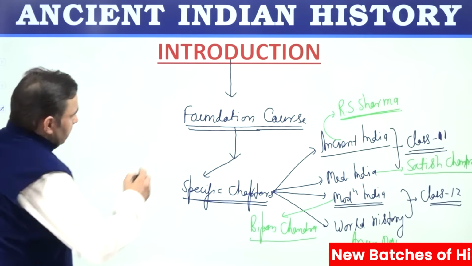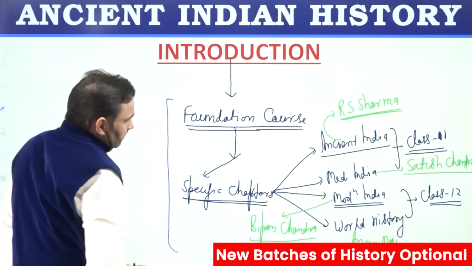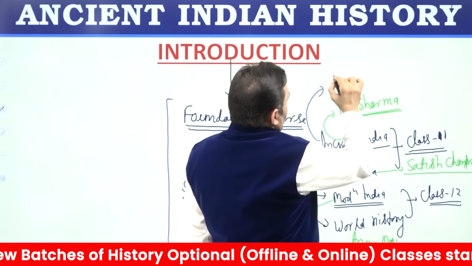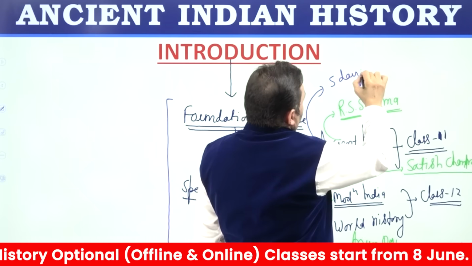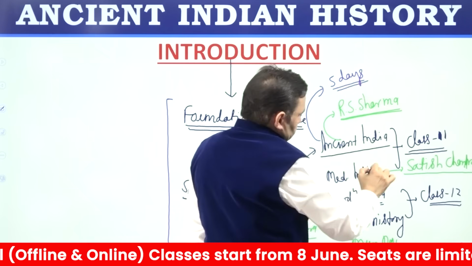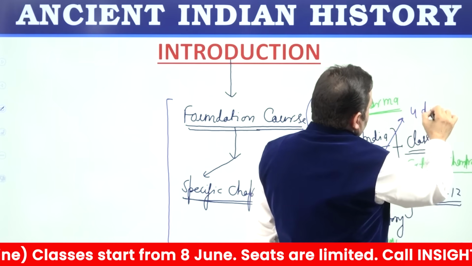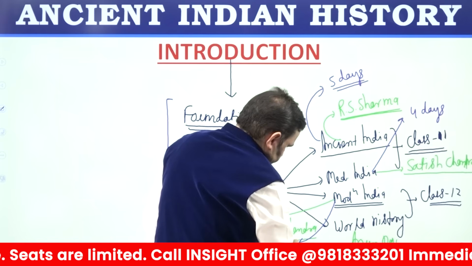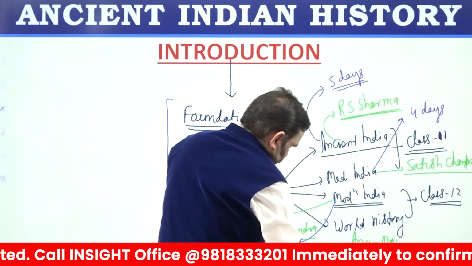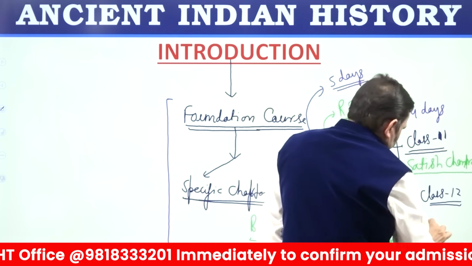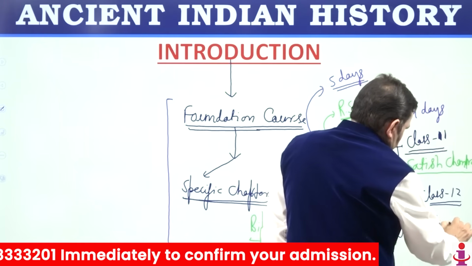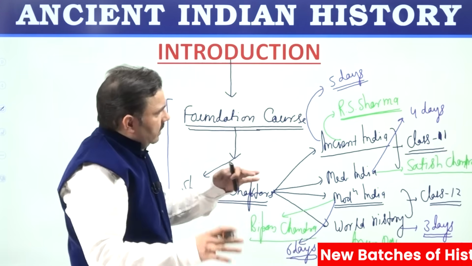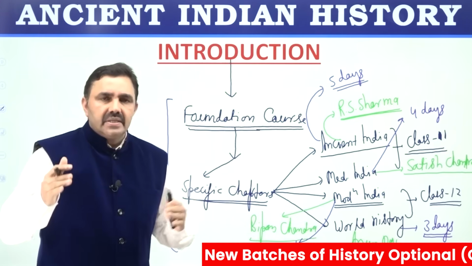Now the class plan here has been devised in such a way that we will focus for 5 days or 5 classes here, 4 days or 4 classes for Medieval India, 6 days or 6 classes for Modern India, and 3 days or 3 classes for World History. Let me tell you the logic behind this division of time period.